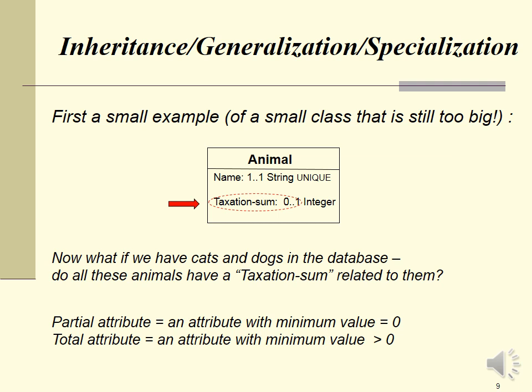And since cats and other pets did not have to pay any taxation sum, when we model taxation sum in a class that is called animal, we cannot have a minimum value that is 1. It has to be a 0, since not all animals have a taxation sum. Actually, we have a word for attributes with a minimum value of 0. They are called partial attributes. So a partial attribute is an attribute with minimum value equal to 0. A total attribute, on the other hand, is an attribute with a minimum value that is larger than 0.